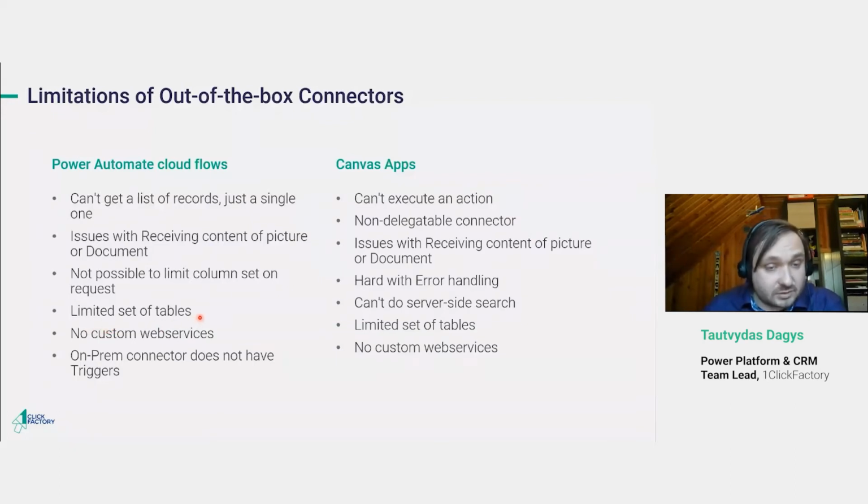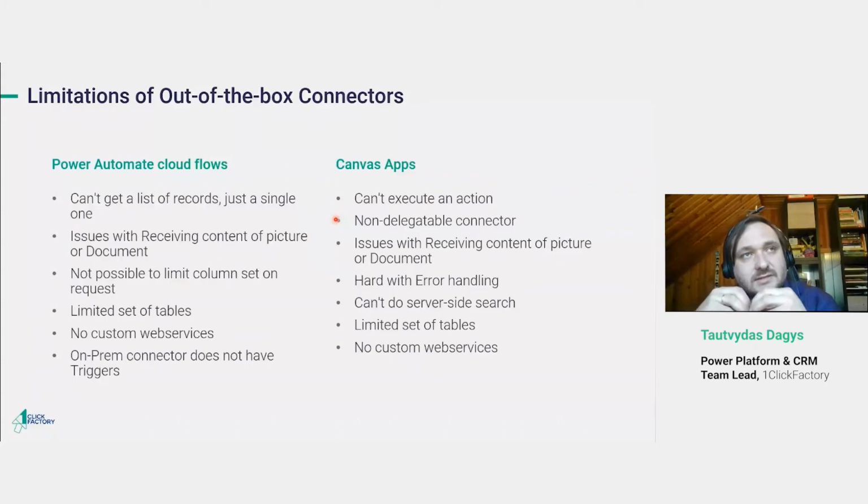Then we have a limited set of tables. There are no custom web services, and the on-premise web connector does not have triggers. Now, when we look into Canvas apps, since we work with a data set, we don't have actions. Then the Business Central connector is non-delegatable. This concept is specific to Canvas apps, and I'll talk about this a bit later as well.